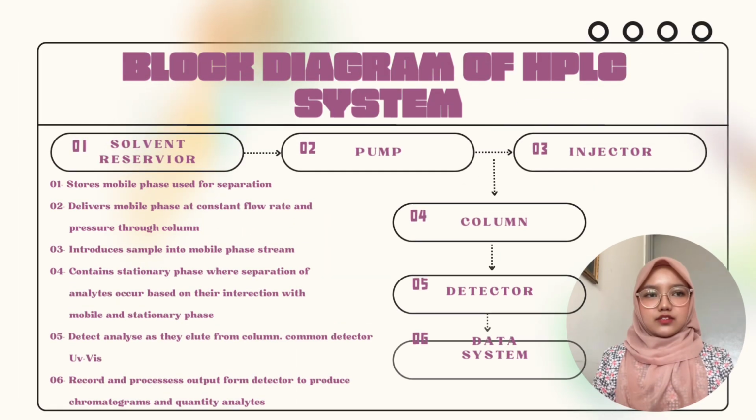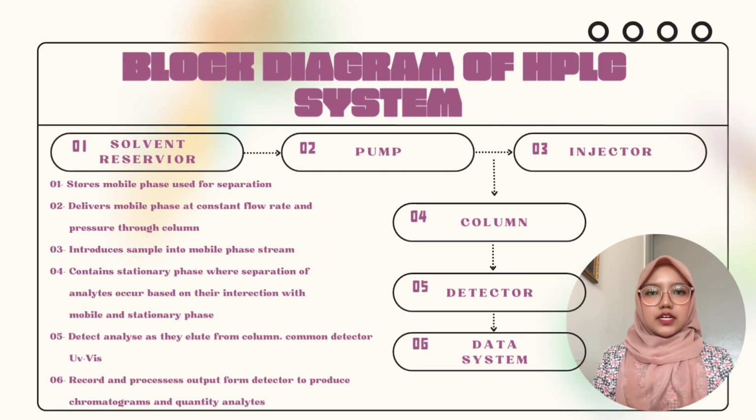Hi, my name is Nur Safira and I'm going to talk about the diagram of the HPLC system. An HPLC system is designed to separate, identify and quantify components in a mixture. It starts with the solvent reservoir containing the mobile phase, which is pumped through the system by a high pressure pump to ensure a steady flow. The sample is introduced into the mobile phase stream via an injector, typically using an injection loop for precision.